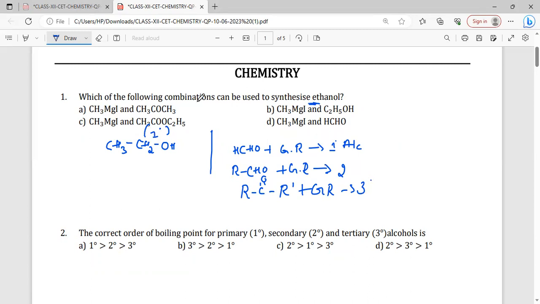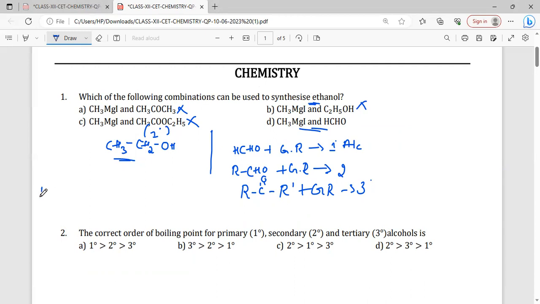Now in this option, this is a ketone obviously, and this is an ester. You cannot get ethanol from this. And this is alcohol and Grignard reagent. Obviously, we cannot get the alcohol from this. Alcohol from alcohol again we cannot get. So coming to this, straight away, it's formaldehyde and CH3MgI. How can we get ethanol from this?